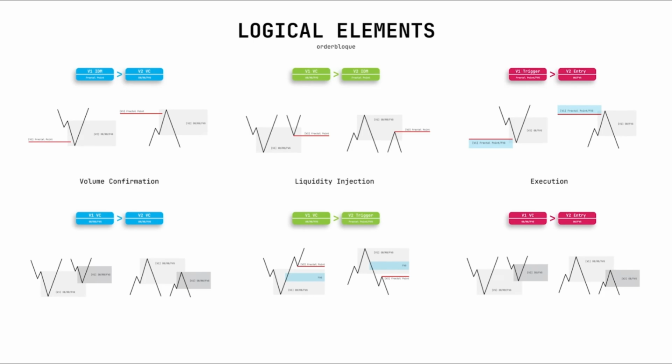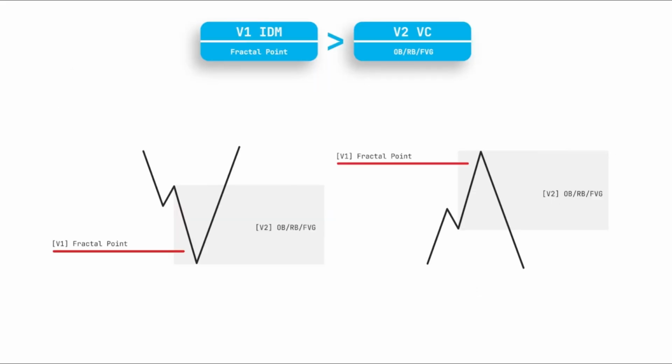Using only 4 variables, I have managed to determine just 6 logical elements, which I have divided into 3 groups according to their function in the market. Logical element number 1, V1 inducement greater than V2 volume confirmation.